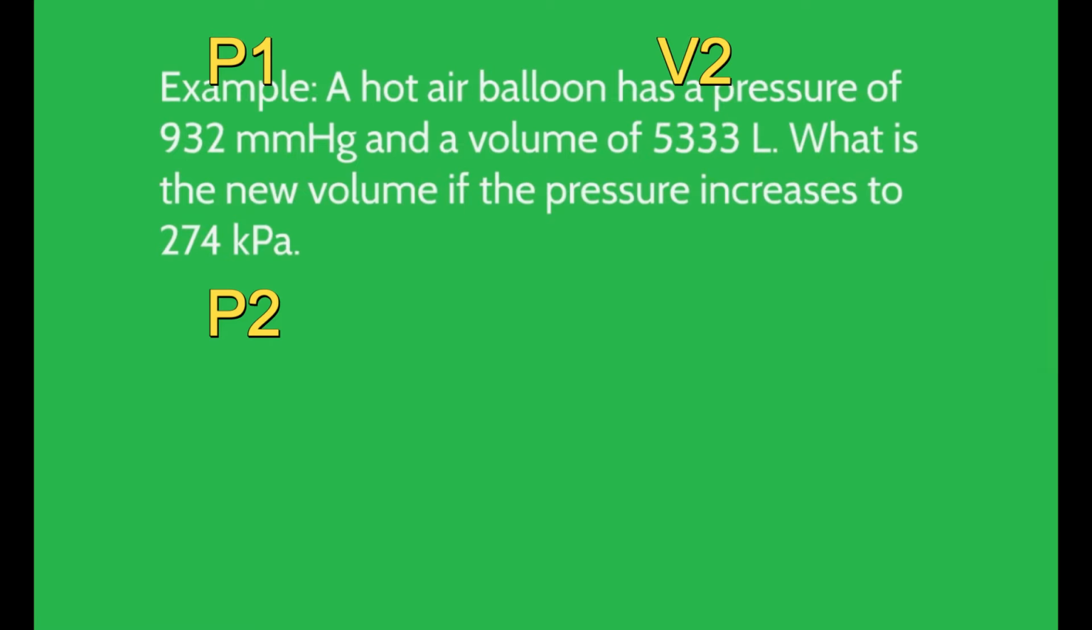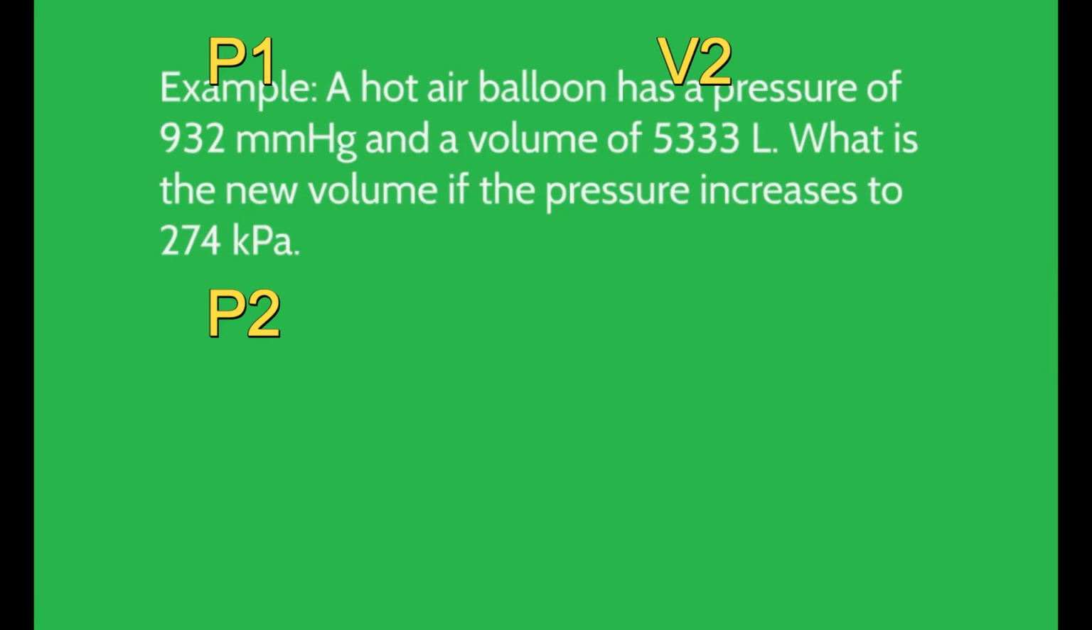All right, so here's the problem. Kilopascals. We have 932. Okay, you have 5,333 liters. I think they just made that up. We don't know our V2, but our pressure is at 274 kPa. Some of you are like, well, I'll just plug it in the equation now. If you did that, what's wrong?